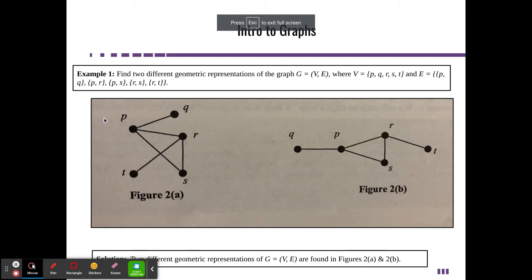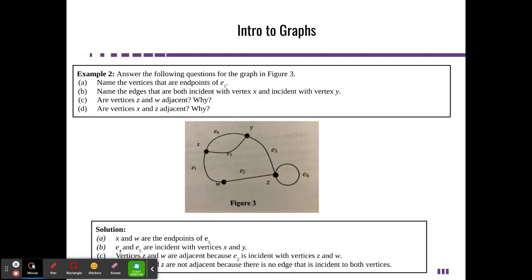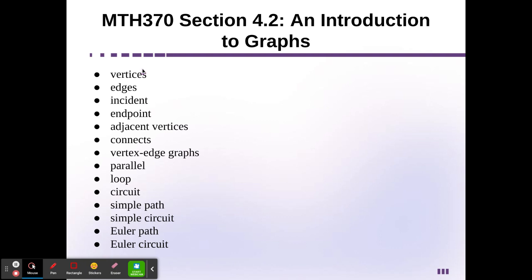All right, so in this section, I'm going to break this into two videos. Sorry about that. In this section, we have quite a bit of information. I've already talked about vertices and edges roughly. We have some things to bring in: incident, endpoints, adjacent vertices, connection, vertex edge graphs, parallel, loops, circuits, and so forth. I'm going to make a video that talks about the top section here, and then we'll do a video that talks about simple paths, Euler circuits, and then Hamilton stuff too.